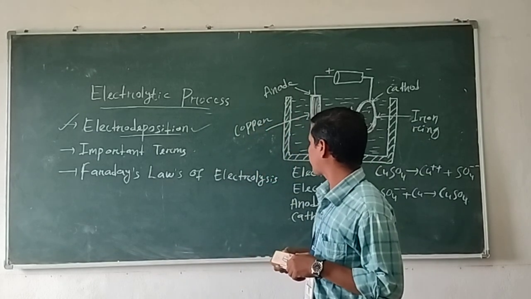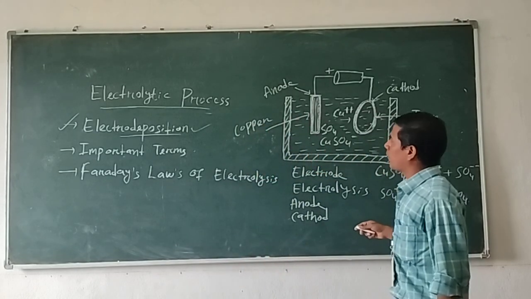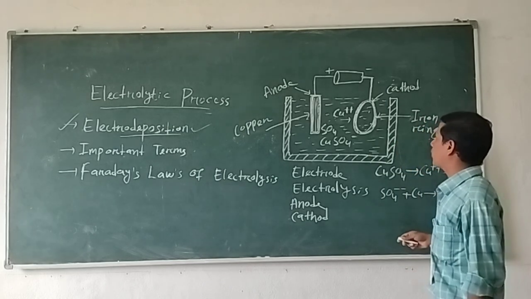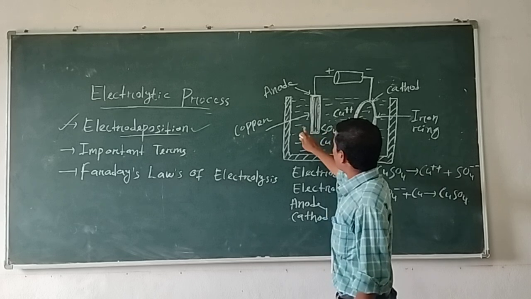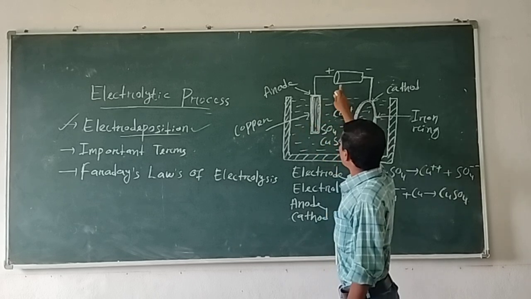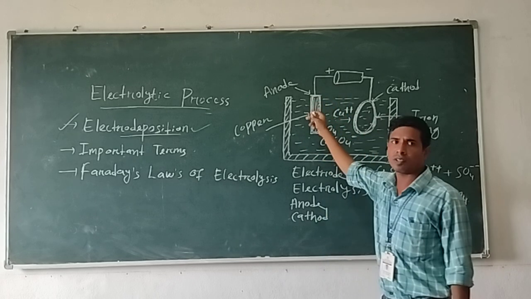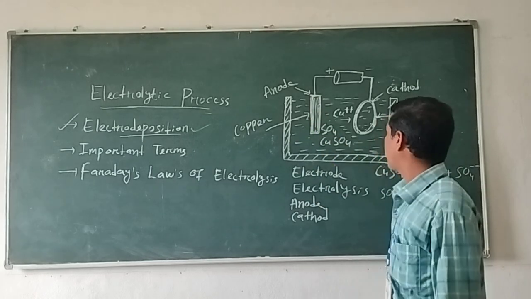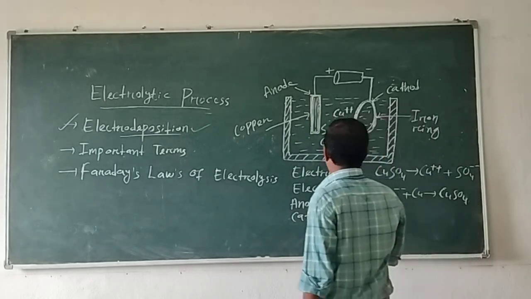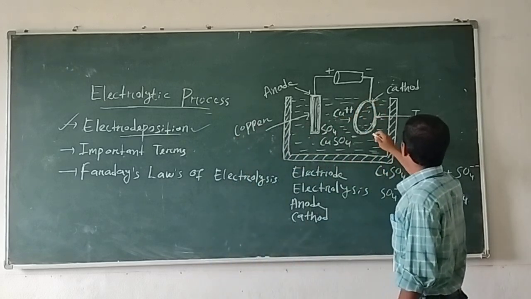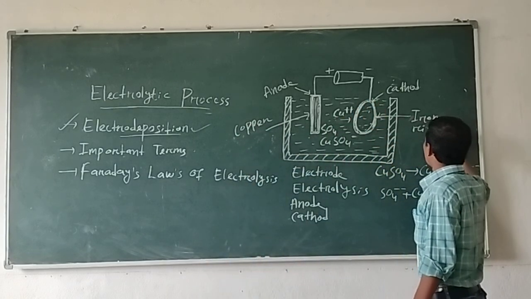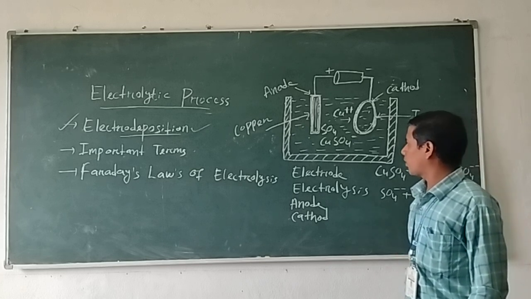Electrodeposition has some important terms, we will discuss those terms first, then we will go for further discussion of electrolysis. In this electrolytic process or electrodeposition, two electrodes are there. The positive electrode, connected to the positive supply of the battery, is called the anode. And the negative part, which we have taken here as the iron ring, is the cathode.